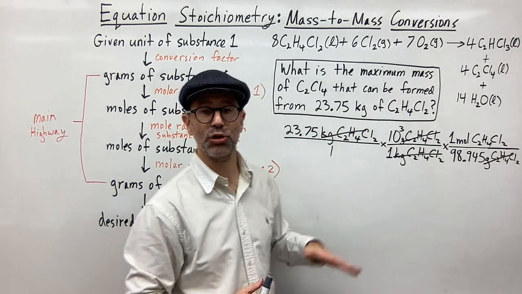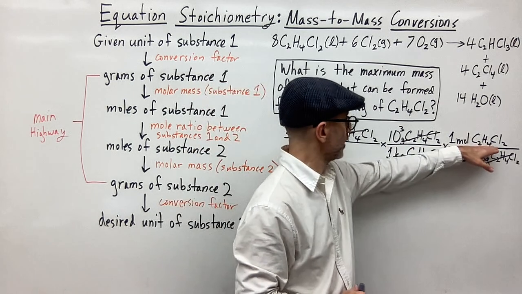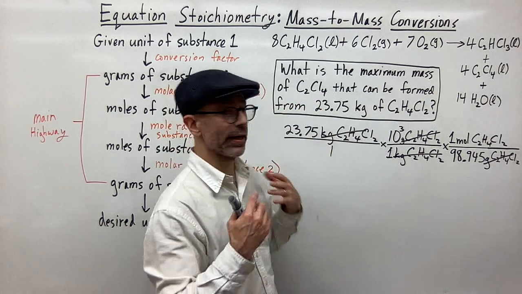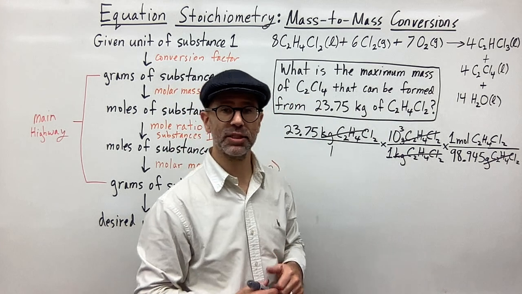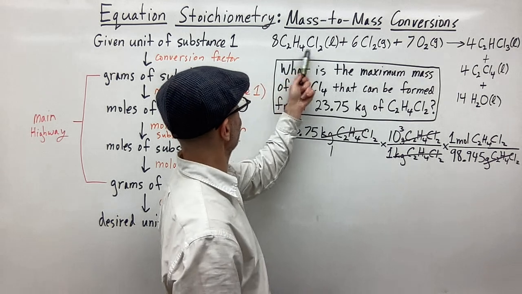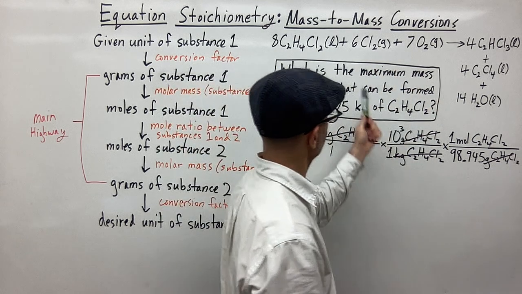So now I can use the mole ratio from my balanced equation to go from C2H4Cl2 to the C2Cl4 that they're asking me about. That's my desired substance. So I look at my balanced equation, and here's my C2H4Cl2.